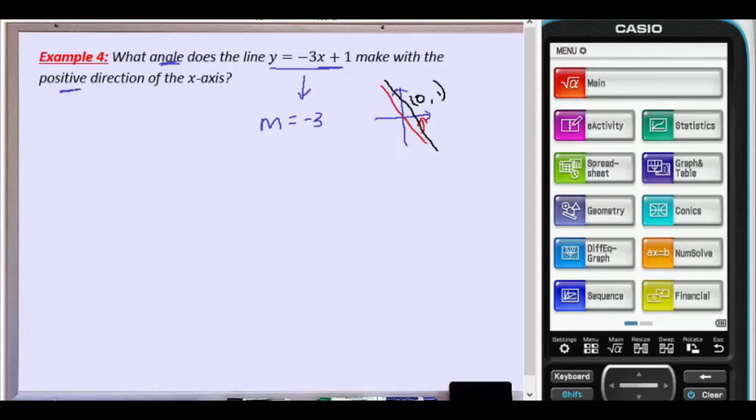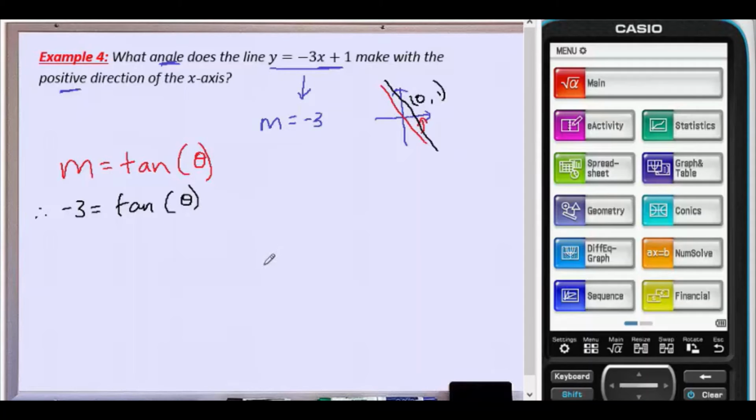Now, there's a bit of theory that we need to know as well, and that theory is that my gradient is tan theta. So whatever my gradient is, it is tan of whatever angle it makes with the positive x-axis. And as m equals -3, we could rewrite this by saying -3 equals tan theta.